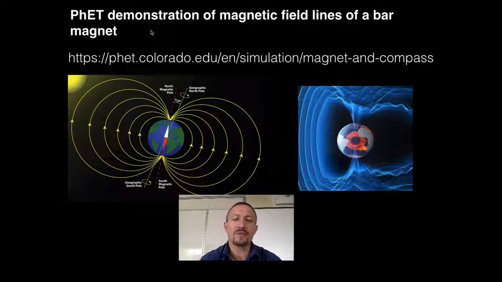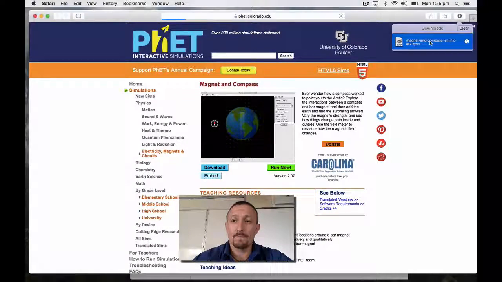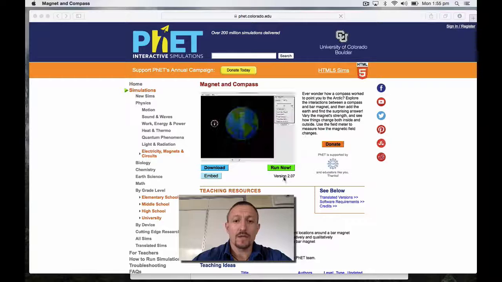Now what we're going to do is look at one of the PhET simulations to talk a little bit more about electric fields and how they interact. I've also put the link up on this post, which will allow you to go and have a play with this simulation. So let's see what happens when we load up that simulation.